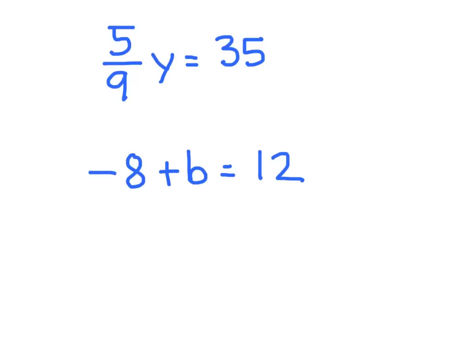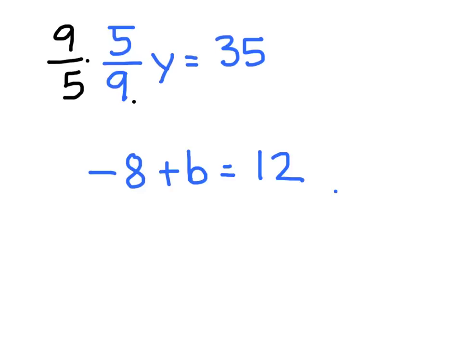All right, here are two more equations. Here we have the variable y, and it's being multiplied by 5/9, and that's going to equal 35. Again, I want to undo what's being done to the variable. Now, when we multiply by a fraction, what we're really doing is multiplying by the numerator and dividing by the denominator. So to do this in one step, whenever you have a fraction being multiplied by the variable, you can undo that fraction by multiplying by its reciprocal.